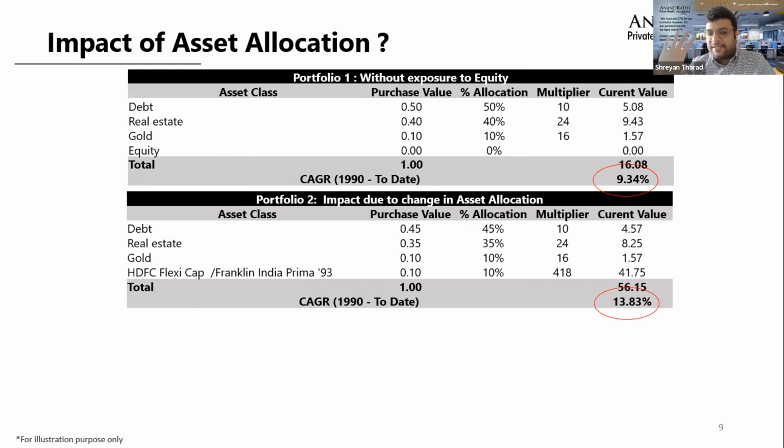If you make only small changes to my portfolio, look at it. My 50% debt has become 45%. Real estate 40 has become 35. And I've added only 10% equity to it. My return has jumped from 9.34 to about 14%, only with a 10% allocation in equity.